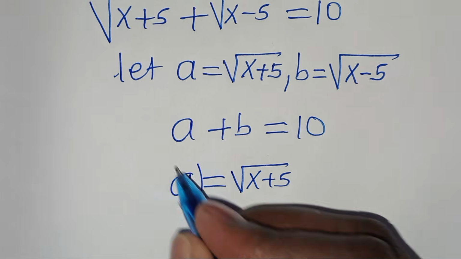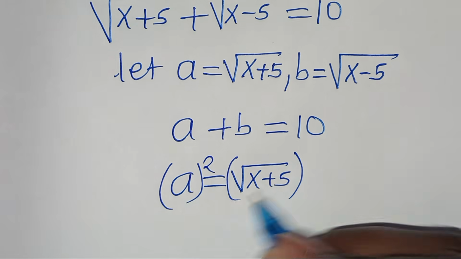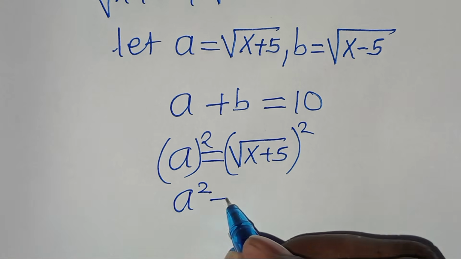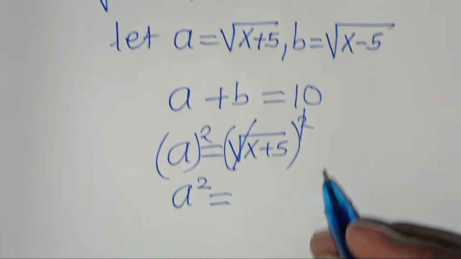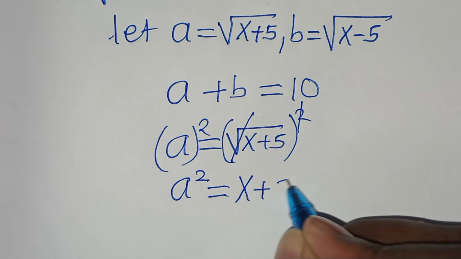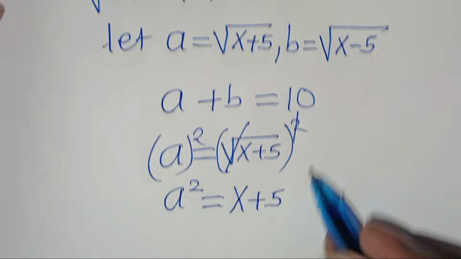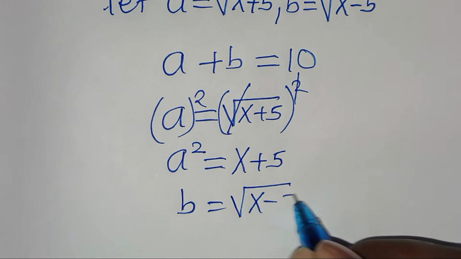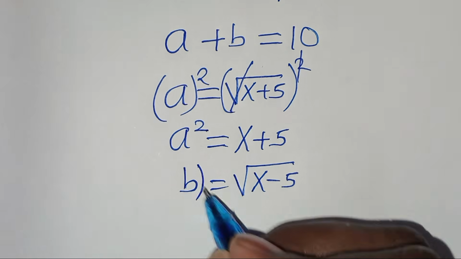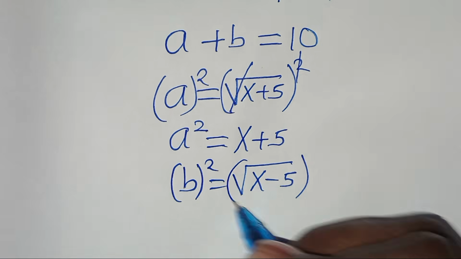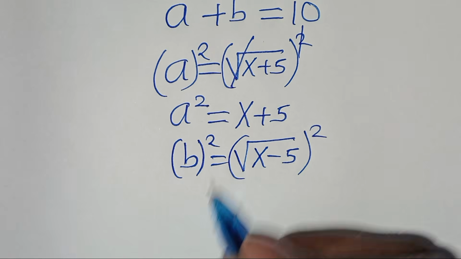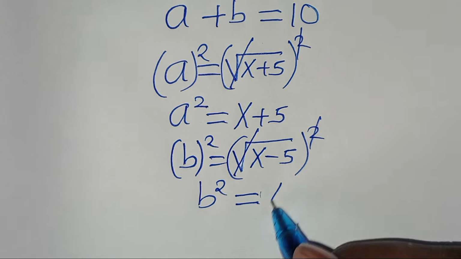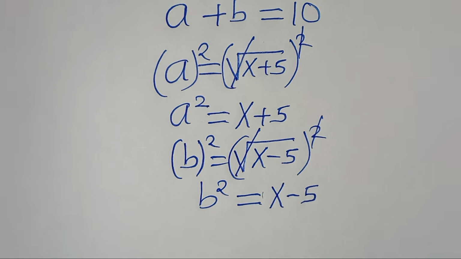Now, to get a squared here, we square both sides. So now here we have a to the power of 2. This is equal to, let's eliminate the square root sign here, x plus 5. The same case for b: we have b is equal to the square root of x subtract 5. So to determine b to the power of 2, let's square both sides. And this implies that b squared is equal to, we eliminate the square root sign here, x subtract 5.